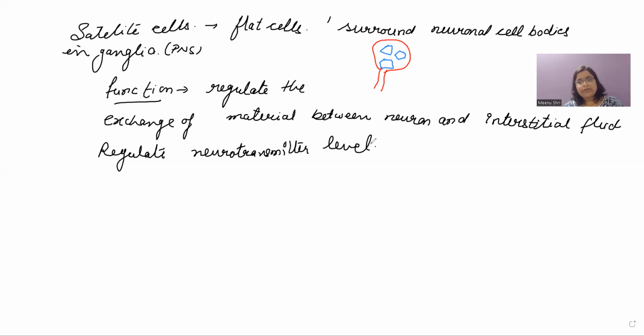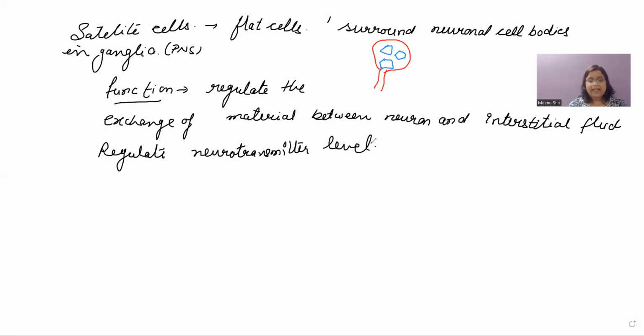The second cell is the oligodendrocyte. They are the same as the astrocyte cells in shape, but comparatively smaller. They secrete the myelin sheath in the central nervous system. The myelin sheath is formed of lipid and protein, and it forms the insulation. With the help of this insulation, the action potential speed becomes much faster.